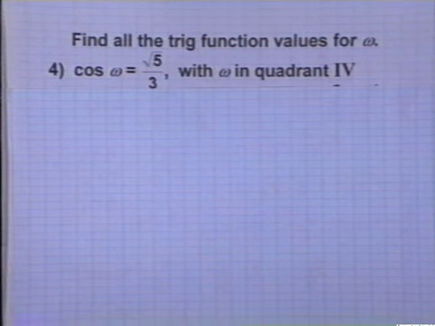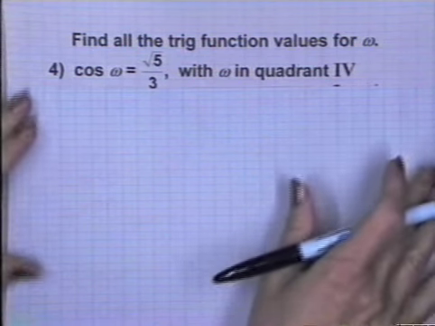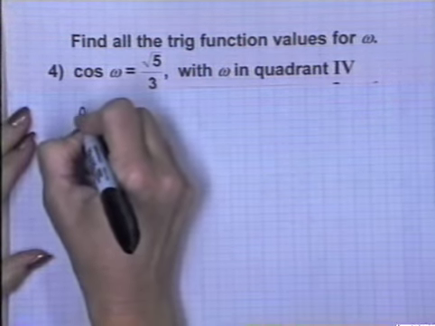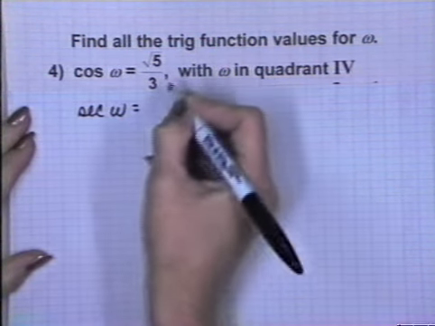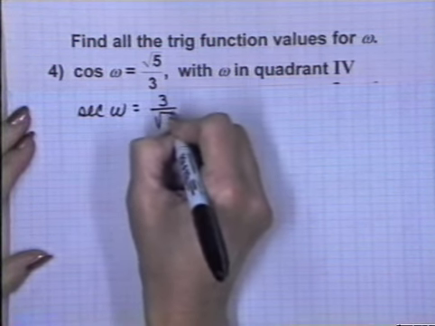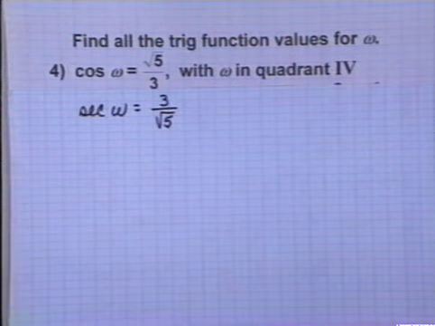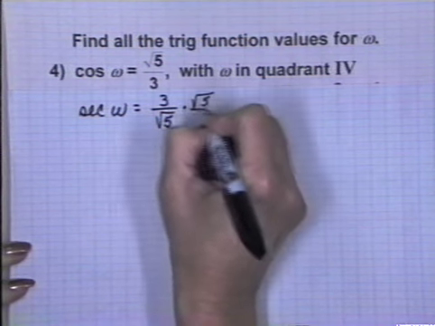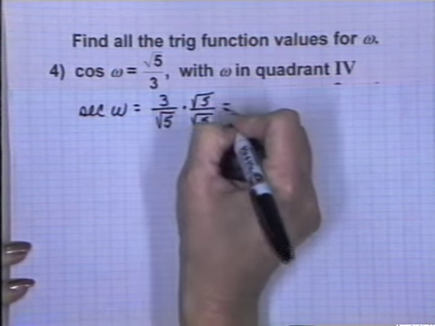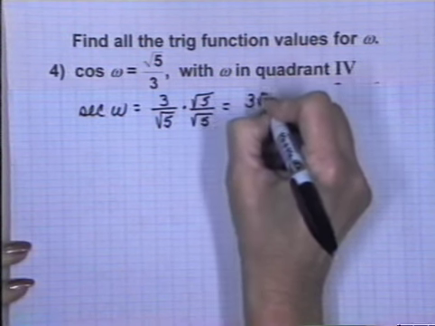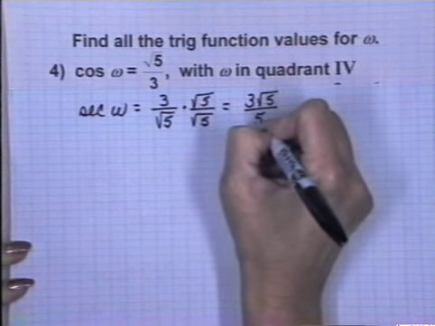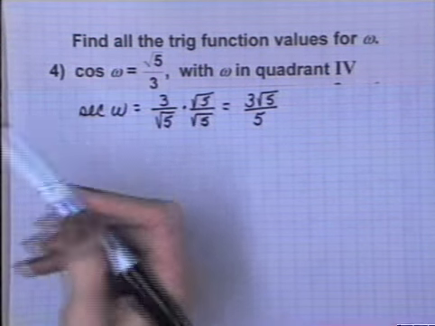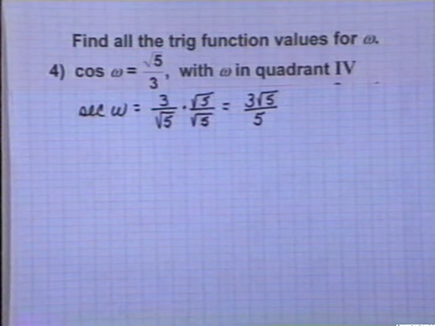Okay, let's see. We've got the cosine of omega equals the square root of 5 over 3. Well, I'll start out the same way. Let's just go ahead and state that the secant of omega equals 3 divided by the square root of 5, which would be the reciprocal, and then we'll rationalize. We'll multiply by the square root of 5 over the square root of 5, which will give us 3 times the square root of 5 over 5. Now, we've got the only reciprocals that we can get with this information.